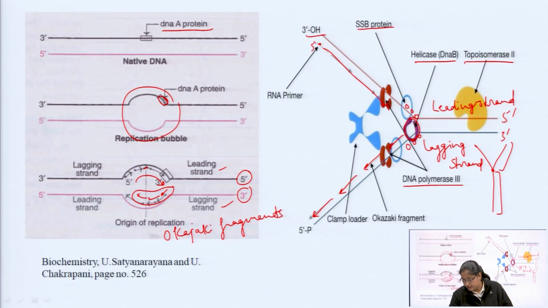That means, let me tell you, when we are starting here, the very first strand which we are synthesizing is happening with the help of RNA primer. That means RNA primer is there to start the initiation process, and the length will be increased with the help of our DNA polymerase 3.